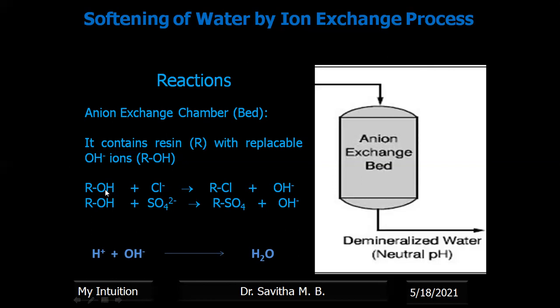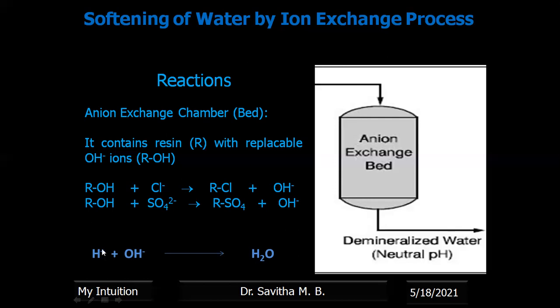and sit in the place of hydroxyl ions and they are exchanged. Therefore the water which is coming out from the anion exchange chamber does not contain any anions, that is chlorides or sulfates, the hardness causing anions. Okay, so it will have OH minus ions.